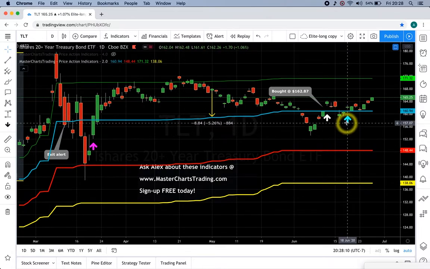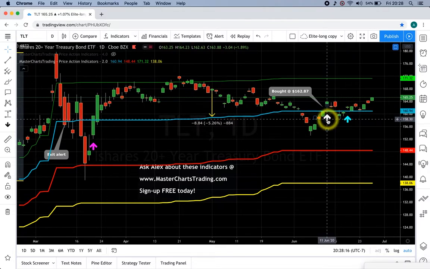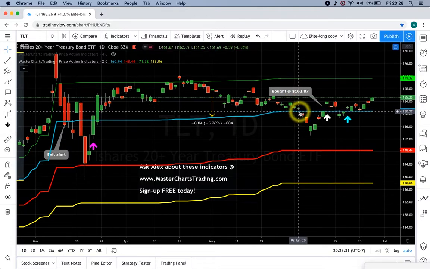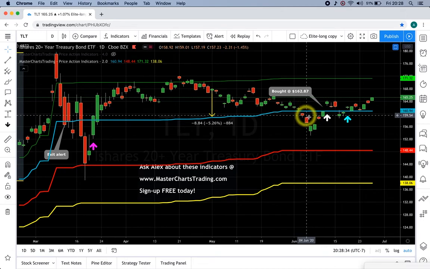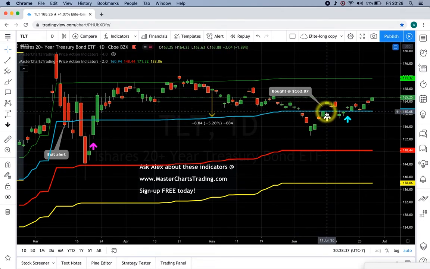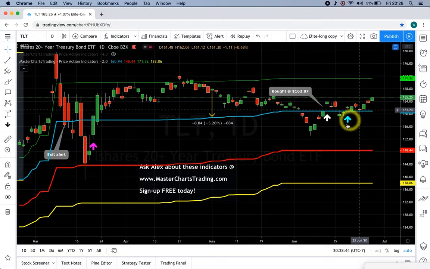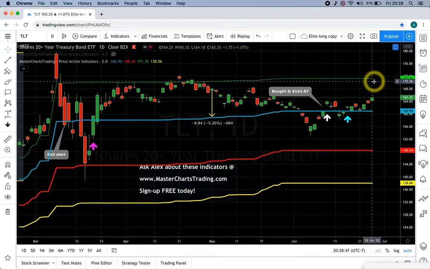Here's TLT, treasuries. I actually bought it right there on the 11th of June. I bought TLT at 162.87. Why? Because, like I said, all I need to know is, did the security drop below the blue line? Yes. Did it make at least a low below it? And then did it close above it? Yes. So it closed above the blue line on the 11th of June. I bought it right there. I'm sitting in the position right now. Let's see if it's going to continue higher. My target is about 170 or so.